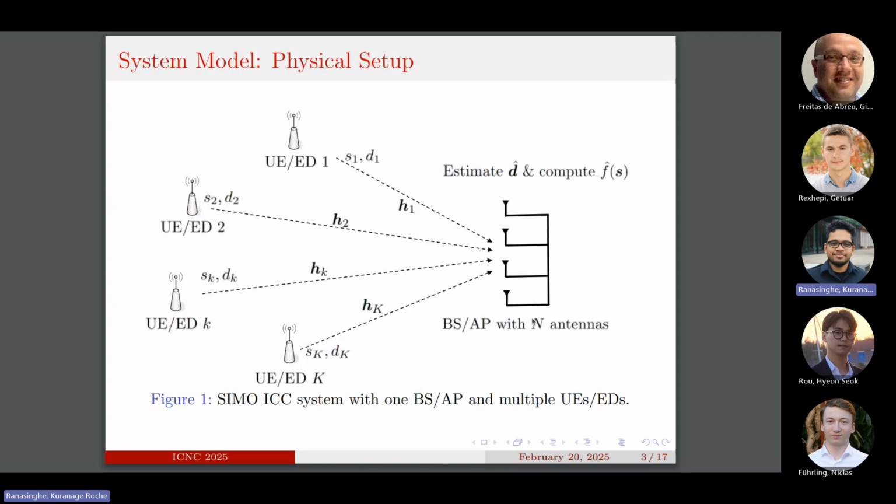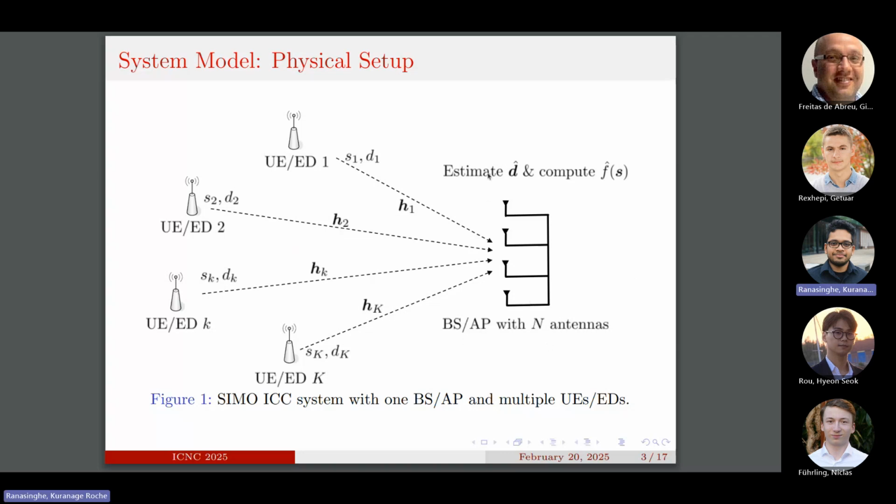This is going to be the system model that we work with. As you can see, it's going to be an uplink SIMO system where we have multiple users or edge devices, doesn't really matter. Each of them independently transmitting both a computing signal and a data signal. And all of that is going to be collected and received at a base station or an access point with N antennas. And you also have K distinct users.